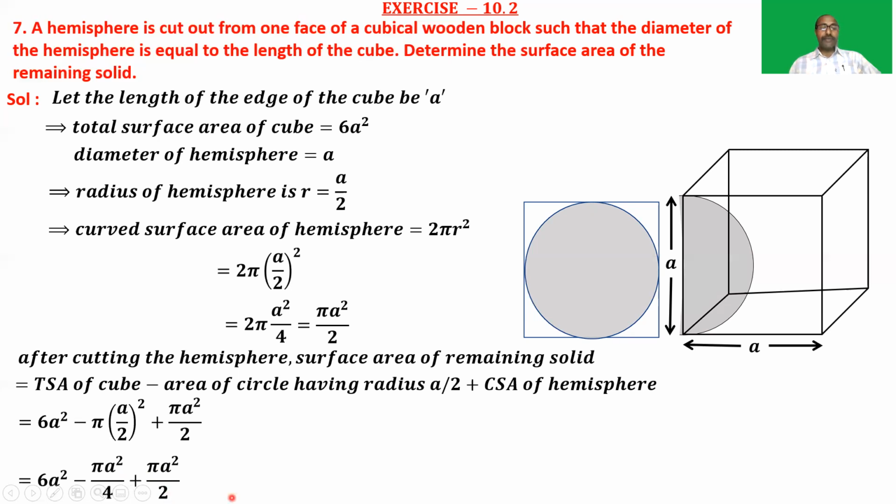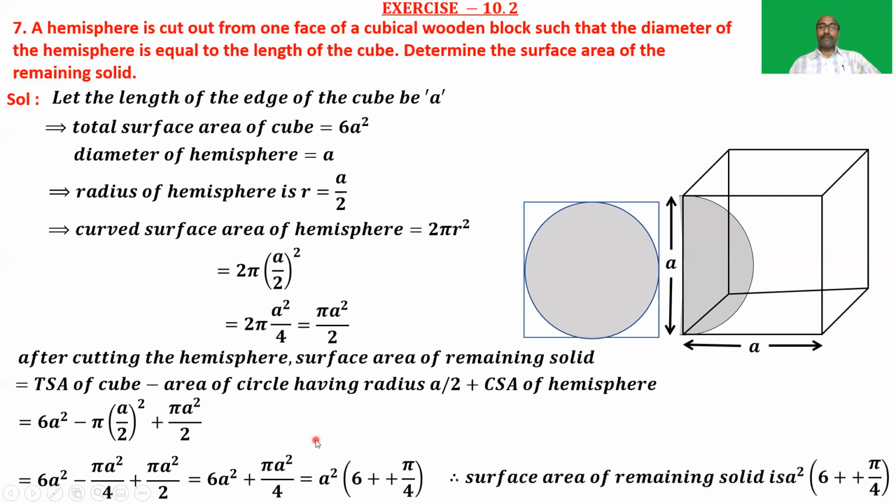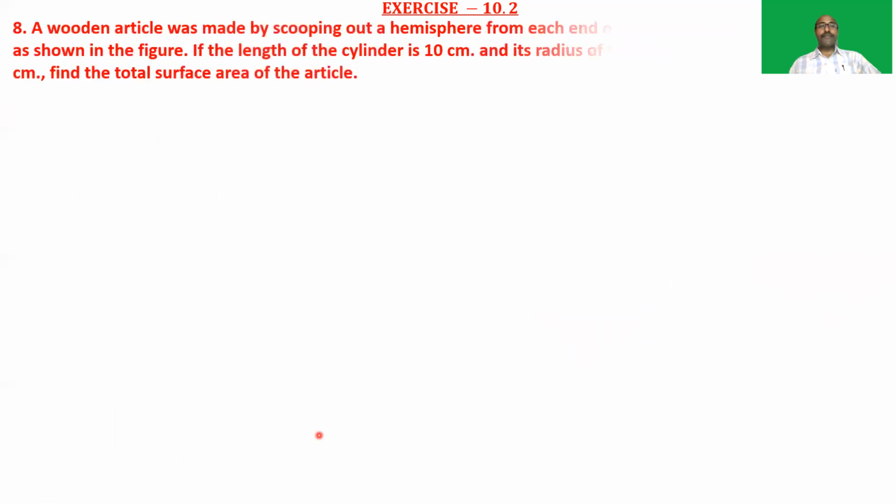So this is equal to 6a² plus 1/4 of πa². By taking a² common, we get a² into (6 plus π by 4). So the surface area of the remaining solid is a² into (6 plus π by 4). Okay, so this is the solution of this problem. And let's take the last one in this exercise.